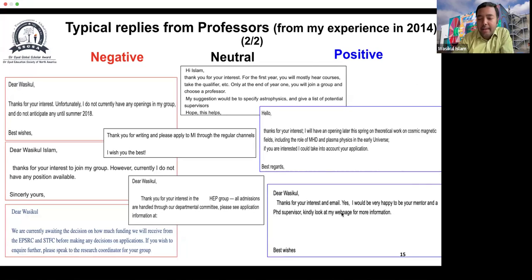And here is another example, a very straightforward, highly positive email: thanks for your interest and email, I would be very happy to be your mentor and your PhD supervisor, kindly look at my webpage for more information. So these are some of the replies I got. As I said, most of them I didn't get a reply to, and the replies I got fell into several categories. Depending on what kind of replies you are getting, you should make your follow-up strategy. How do you want to follow up?